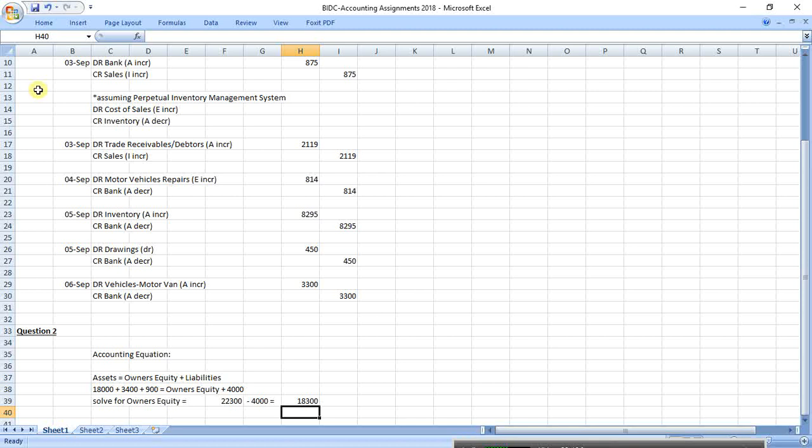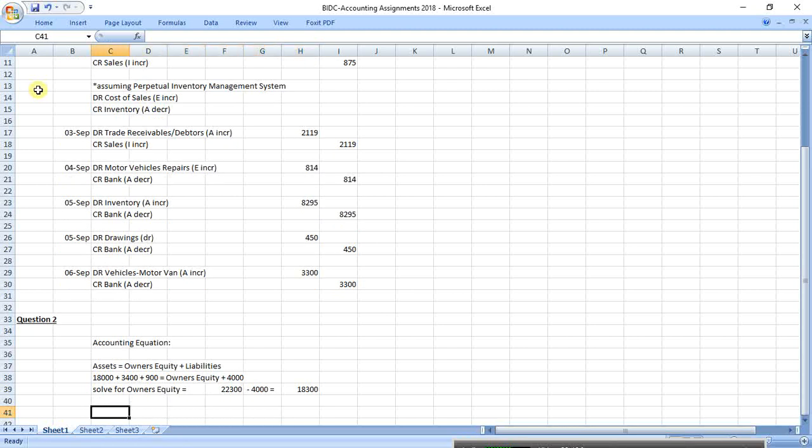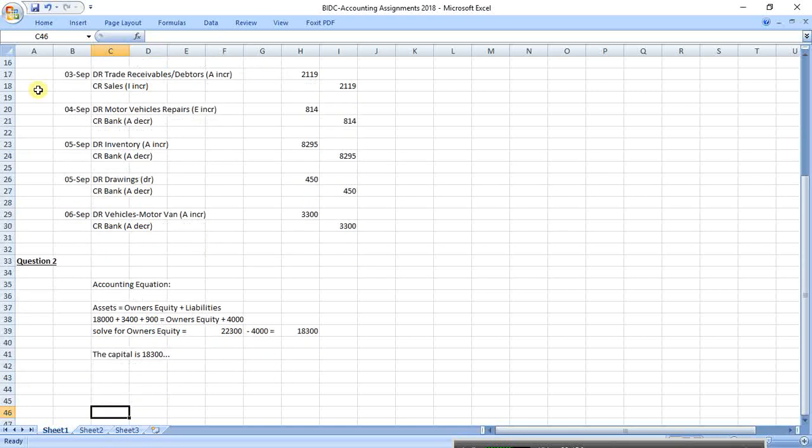So just some maths, basic equations. What did you get as your answer for this? 18,300. Yeah, 22,3 minus 4 gives you 18,3. Alright, and just conclude. The capital is 18,300. Yes, then we've answered it and we've given a note about the answer as well. Okay, that's great. That's another one.